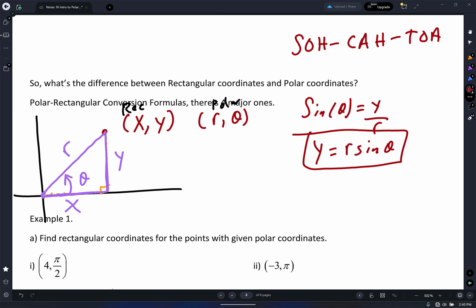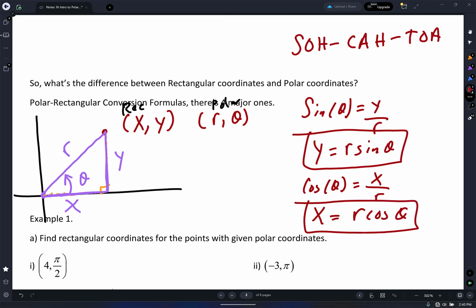Are we okay so far? All right, the x value. Let's do the cosine. Cosine of that angle is equal to x divided by r, adjacent over hypotenuse. So x equals r cosine theta. Is everyone okay with that? The last one, there's a theorem that relates x, y, and r together. What's the name of that theorem? Starts with the letter P. Pythagorean theorem. x squared plus y squared equals r squared. And one more, last one.